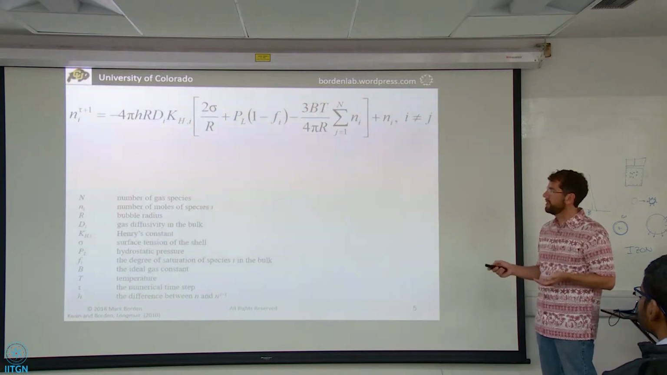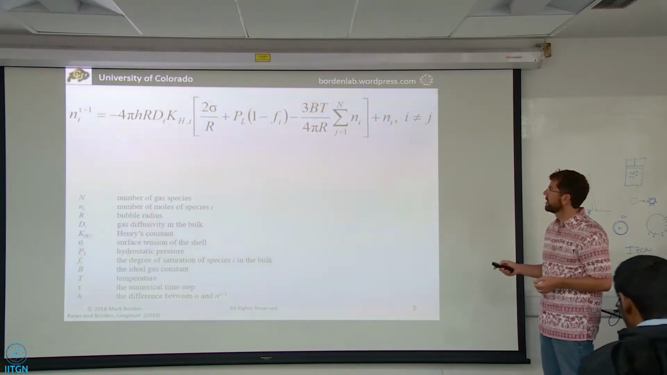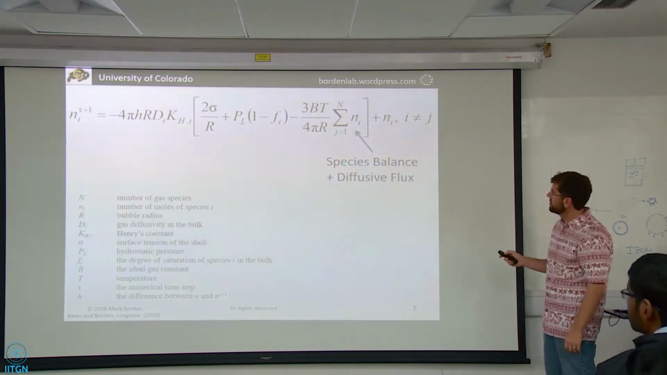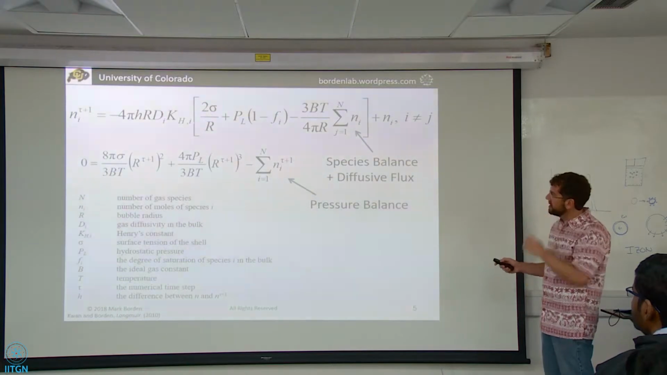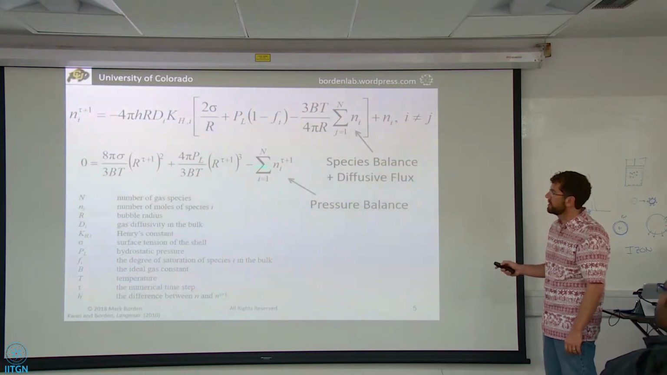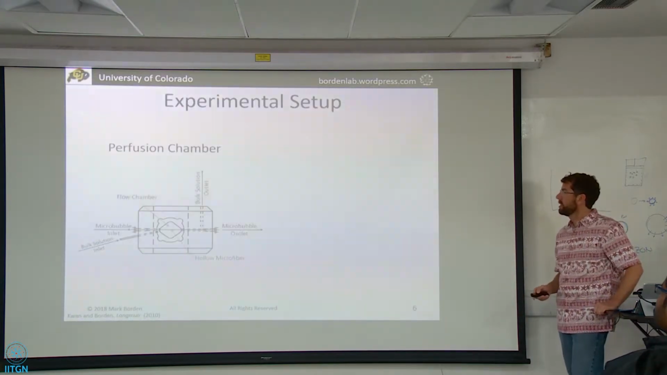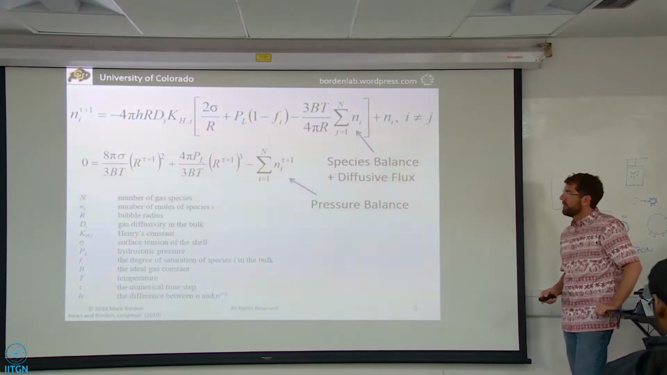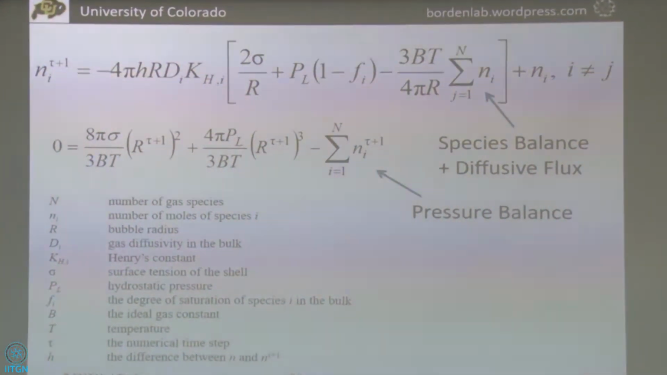Okay, so there's a bunch of coupled equations. We get this equation for each species, and this term comes from the species balance plus the diffusive flux. We have a second equation, and this equation is mechanical equilibrium of the interface. And it ties together all of these individual equations for each species. So we have a mathematical model. It's just a discretized form of the Epstein-Plesset equation that are coupled together because we have multi-components.